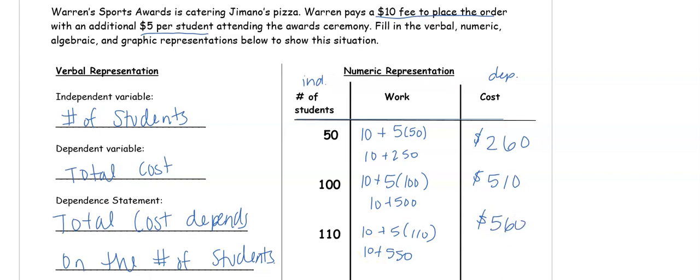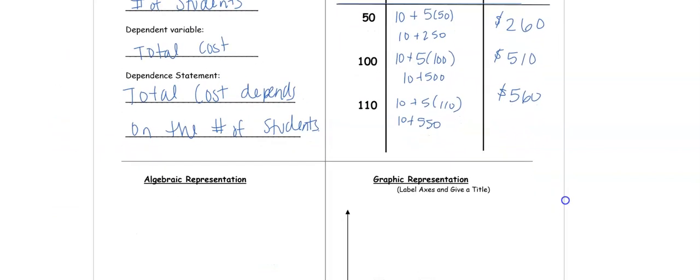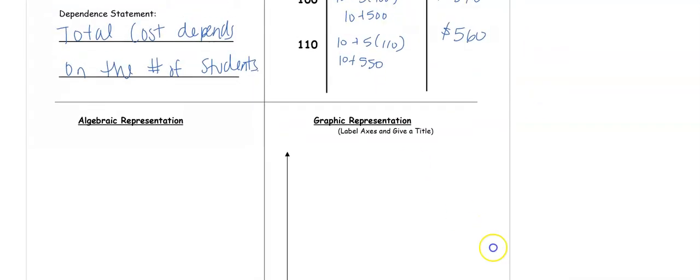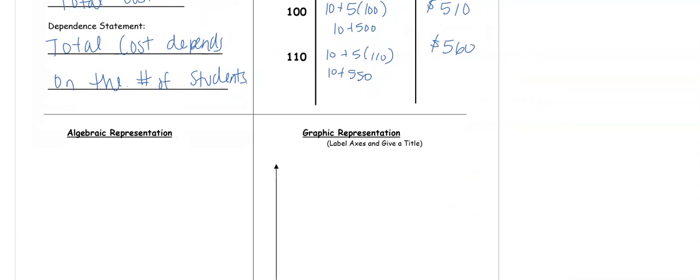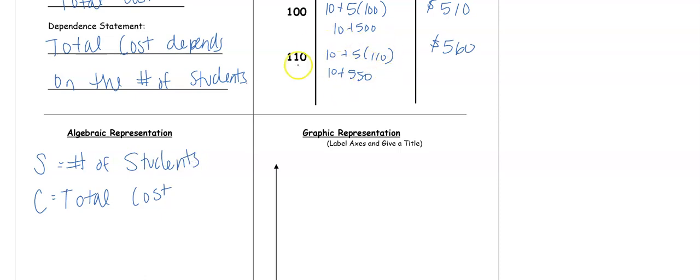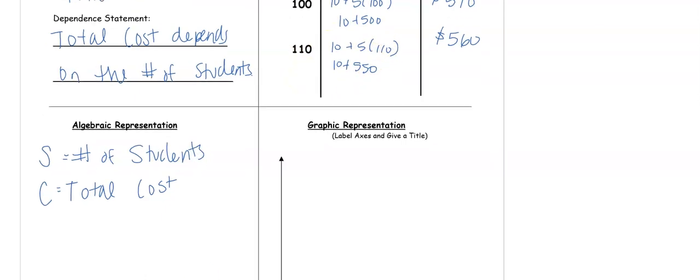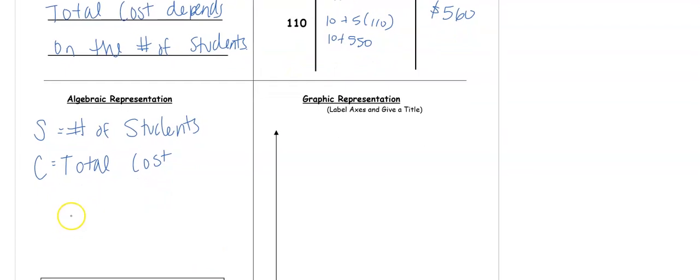Okay, so do you think we can come up with an algebraic representation based on what we just did? Okay, let's come up with our variables. So we're going to use S and C. C is your total cost. S is going to be number of students. So looking at our numeric, what did we do to come up with our total cost, right? So we said our total cost is equal to our $10 order fee plus $5 per student.